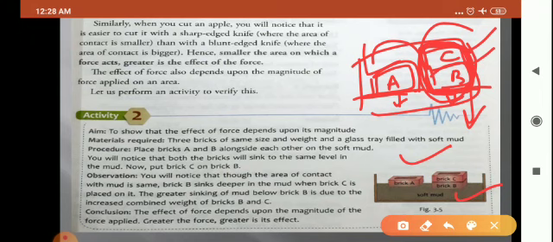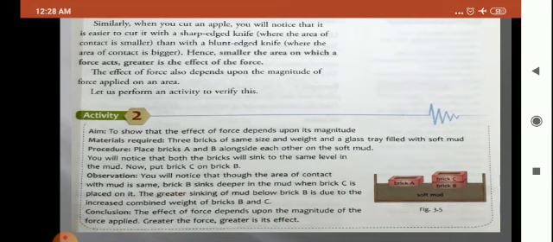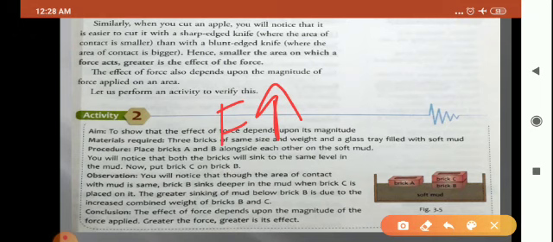So again what is happening here, the effect of force depends upon the magnitude of the force applied. Greater the force, greater is its effect. Effect of the force depends upon the magnitude of the force applied. Means जितना ज़्यादा force apply होगा, more is the magnitude of the force applied, more will be the effect. Okay, more will be the effect of the force. ठीक है.